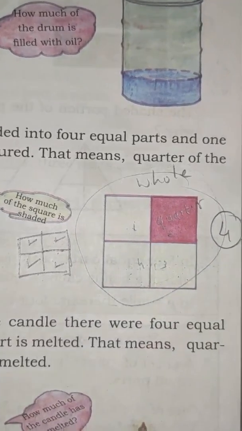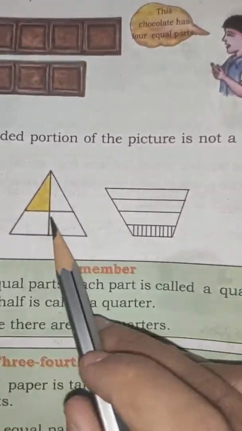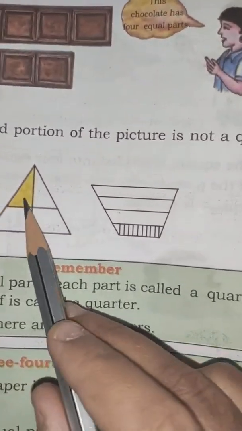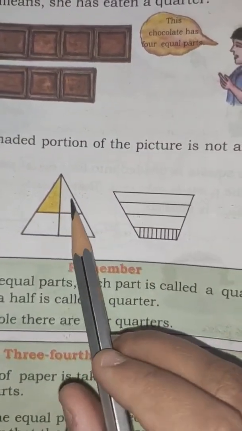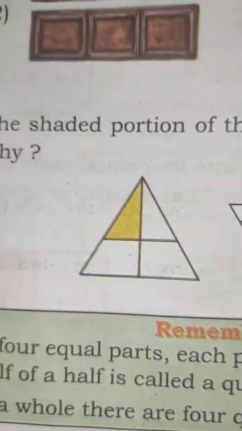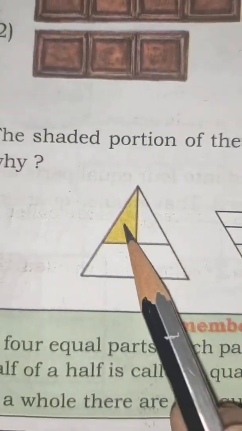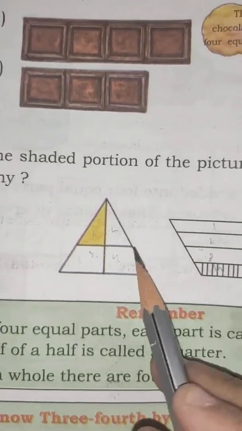Understood, children? Okay. Children, come to page number 32. Can you see these pictures here? Both the pictures, the shaded one, the yellow one, and the one with lines. The shaded portion of a picture is not a quarter. Why? Because see here, there are 4 parts, isn't it? 1, 2, 3, 4. But they are not a quarter.